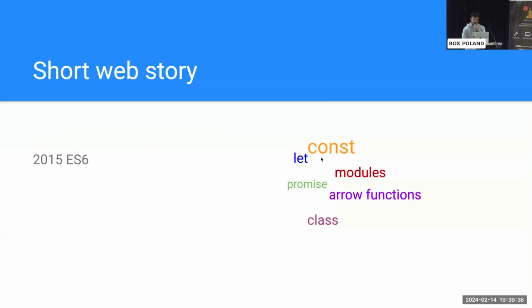In 2015, more sugarcoating. We got let and const. We could get rid of our global state management problems caused by the var keyword. We had modules, promises, arrow functions, classes. So, the real object-oriented programming in JS, 2015.